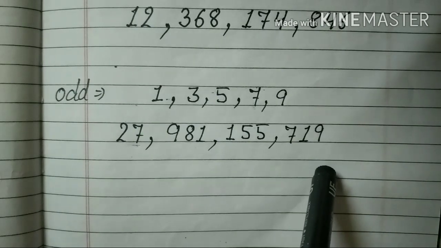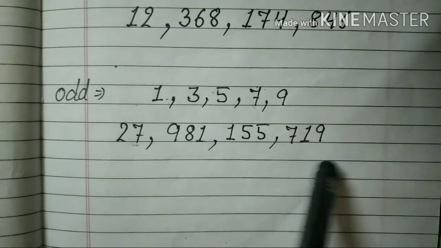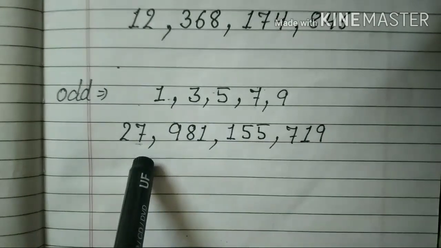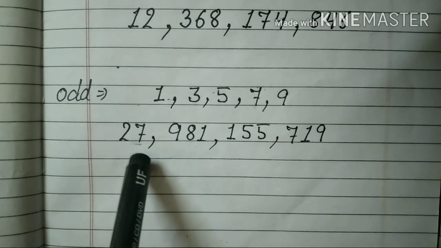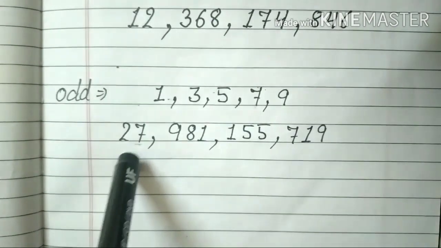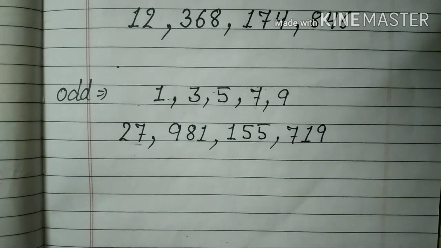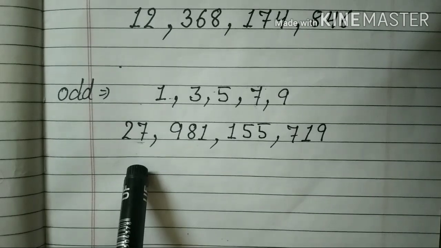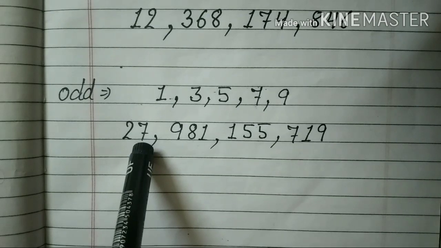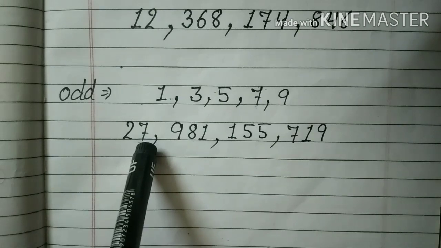Now look at these numbers. We will check the ones place digit here. So first of all we have 27. Here we have 7. When we divide 7 by 2, the remainder is 1. So 7 is not completely divided by 2. So 7 is an odd number. So 27 is an odd number.